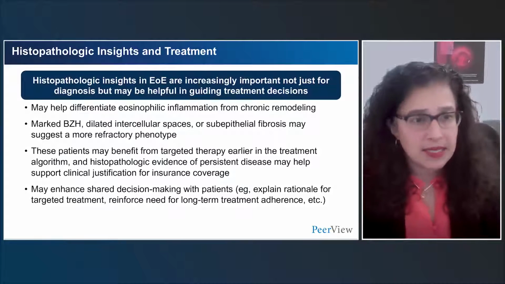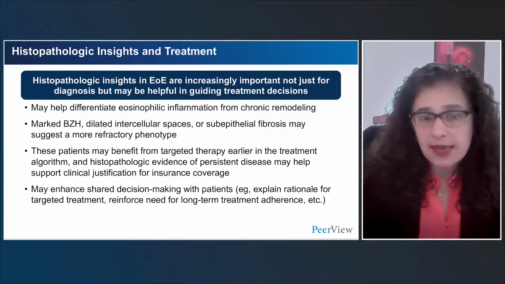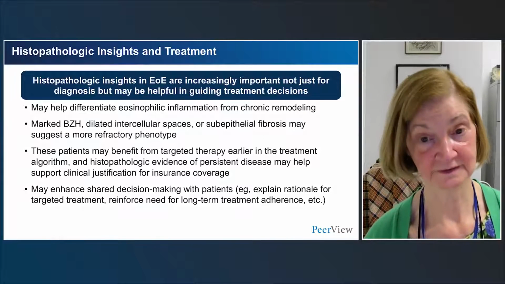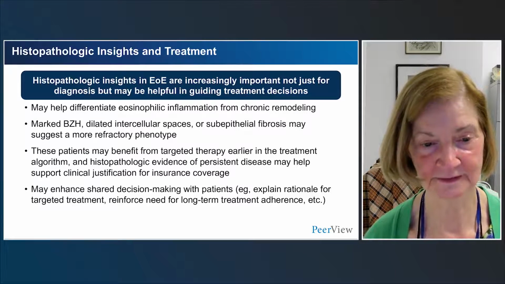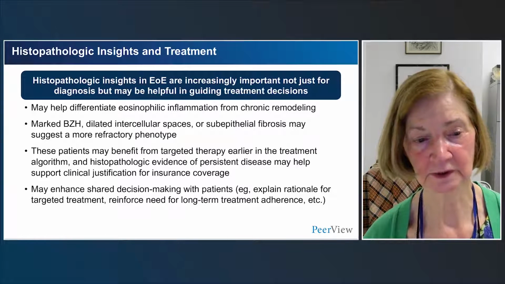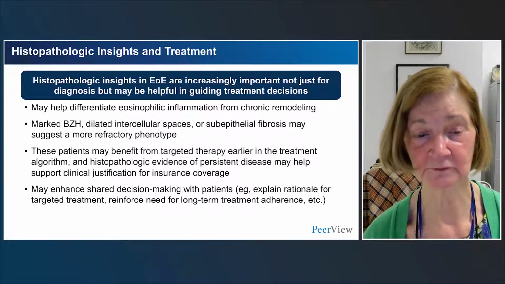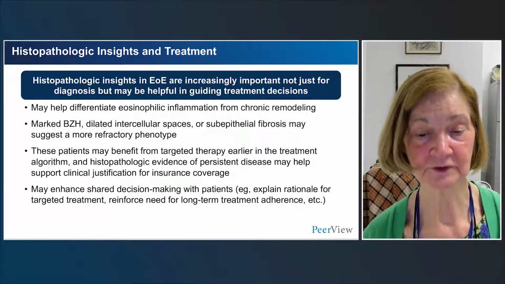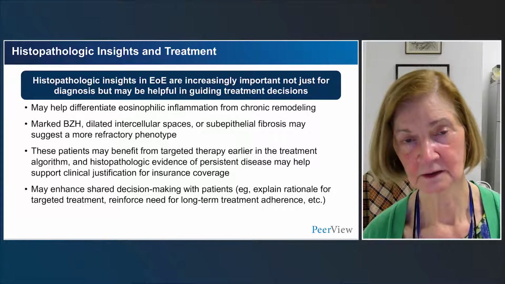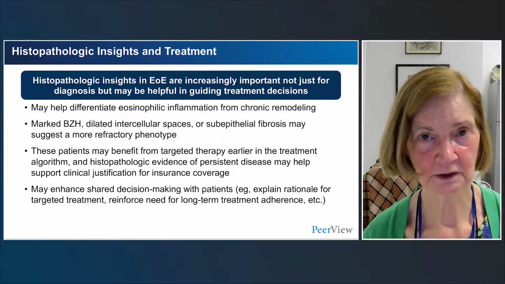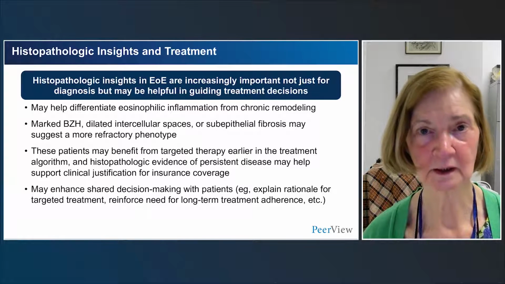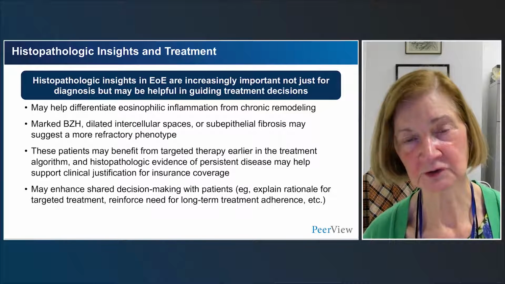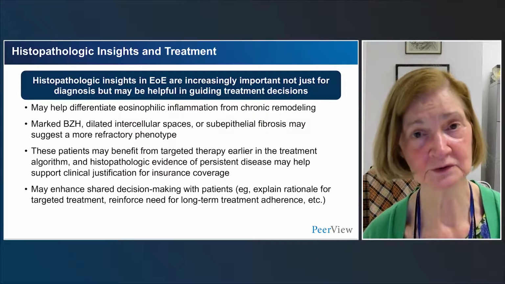Let's dive a little bit deeper into the histopathologic insights and the treatment. Histopathologic insights and treatment are obviously very important. The insights in EoE are increasingly important, not just for diagnosis, but they may also be helpful in guiding treatment decisions. They may help differentiate eosinophilic inflammation from chronic remodeling. So, the eosinophil subscore may tell one story about how a treatment is proceeding, and the architectural or the structural subscore may tell another story.